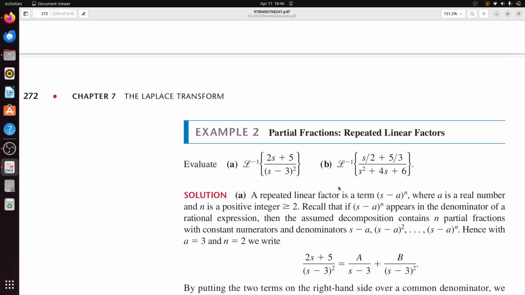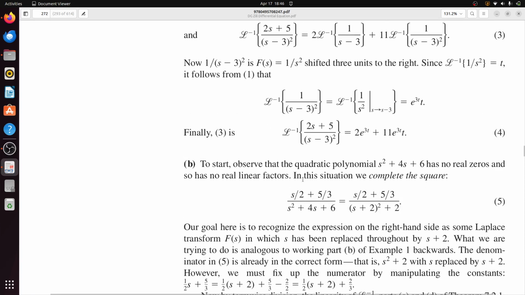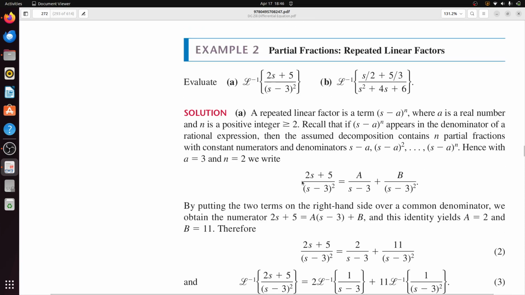Now you can check that the quadratic polynomial below, in the place of the denominator, cannot be expressed in terms of a square or as a product of linear factors. So what we will do is write it in a complete square type of form.